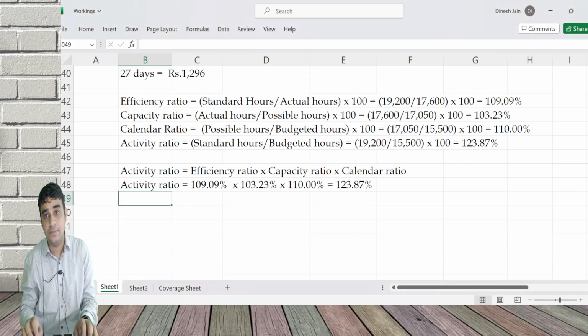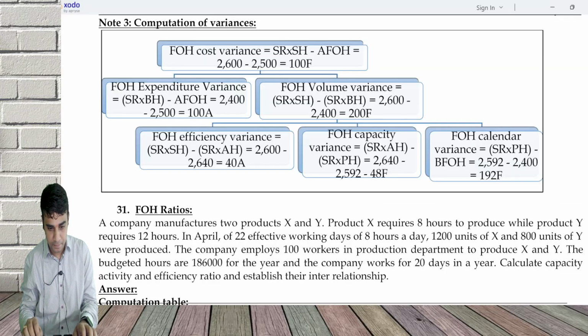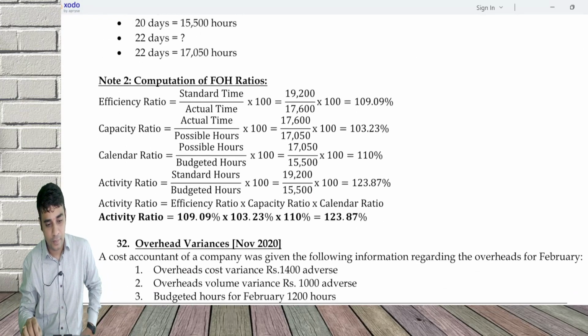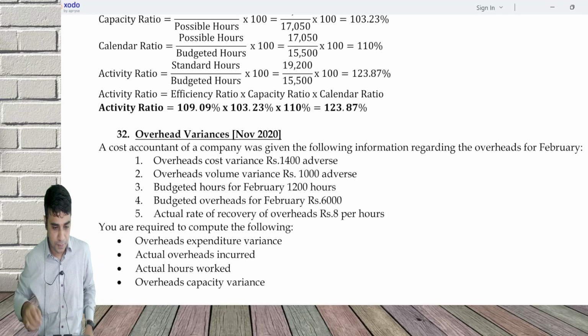Can you proceed? Any doubts on this? Done? Go through 32.